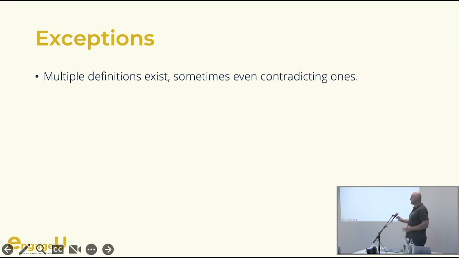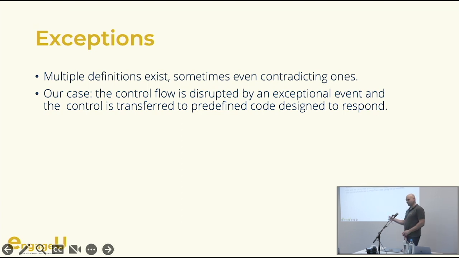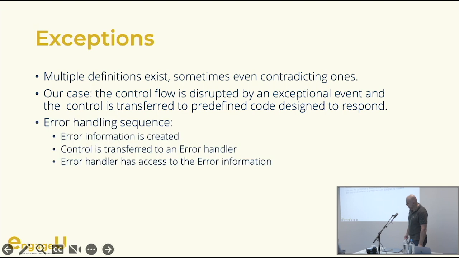We have found multiple definitions, some even contradicting themselves. So we said, for the purpose of our presentation, we're going to use this. An exception is when the control flow is disrupted by an exceptional event and the control is transferred to a predefined code location designed to respond. So exactly not a bubble up, but out of control flow handling. This type of handling usually happens in the following sequence.